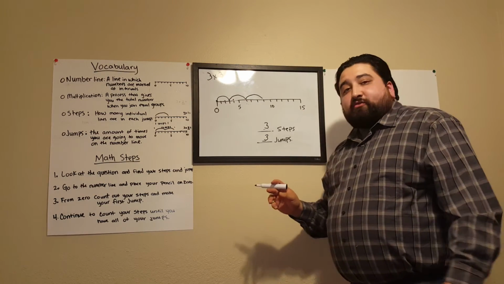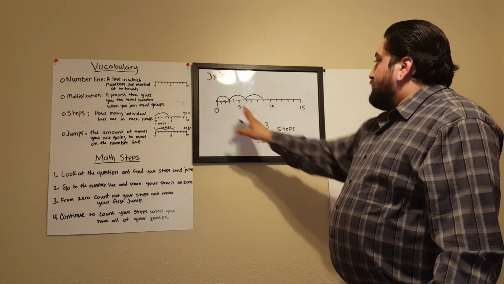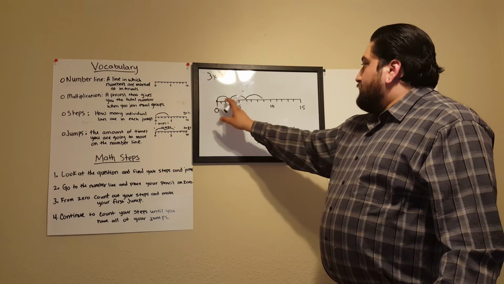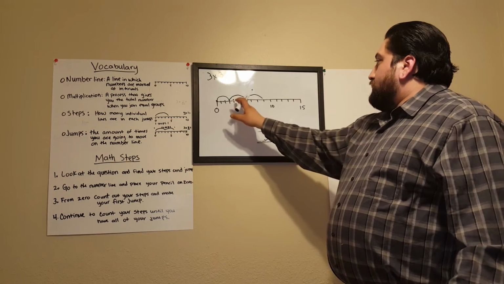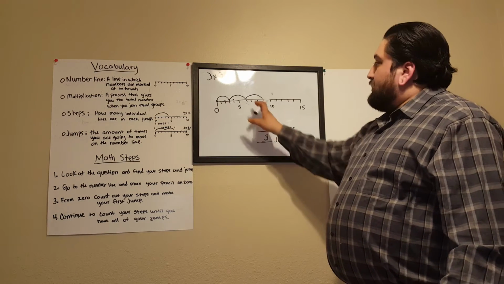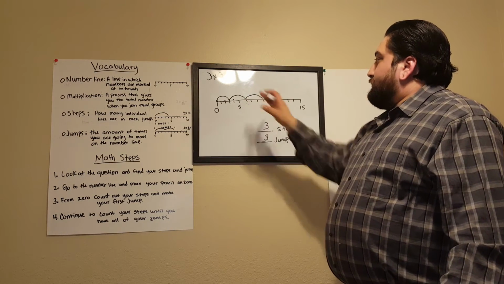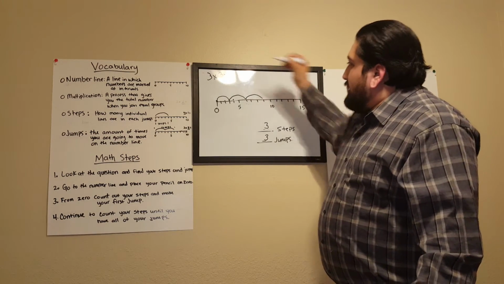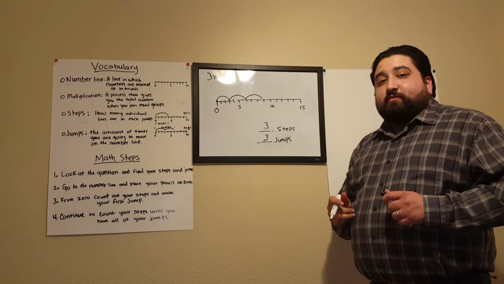So let's go ahead and go over and make sure we have 3 jumps, 1, 2, and 3. And each jump has 3 steps, 1, 2, 3, and a jump. 1, 2, 3, and a jump. For the last one, 1, 2, 3, and a jump. So the number we landed on is 9. And that is the answer to 3 times 3.